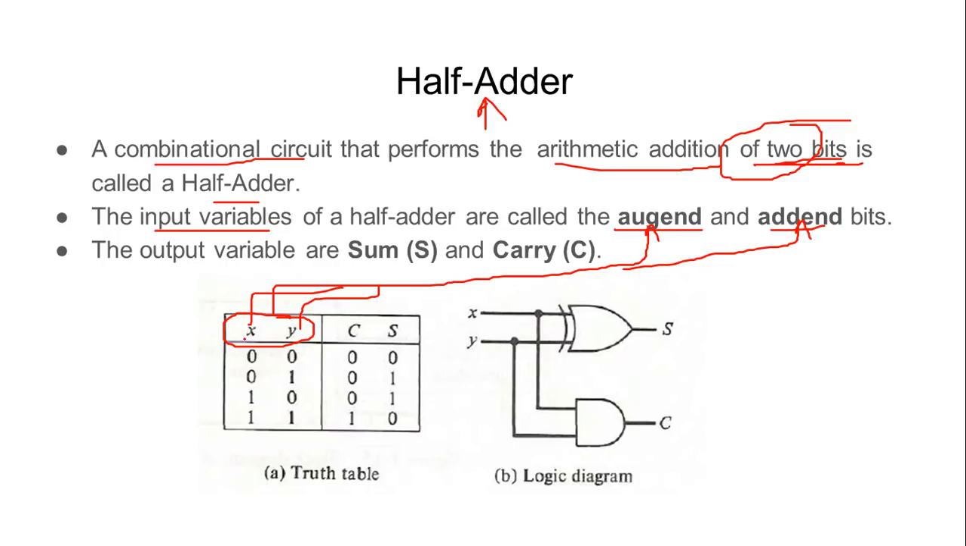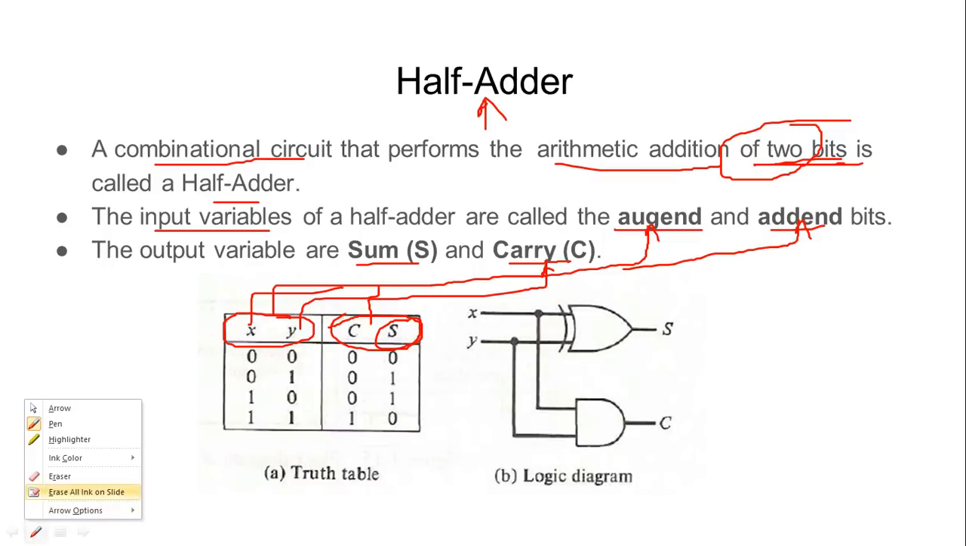The one which is to be added into x will be the addend, and the one within which we want to add is the augend. The output variables that we get in case of half adder are called sum and carry. Normally we depict the sum as S, and we represent the carry as a capital C.